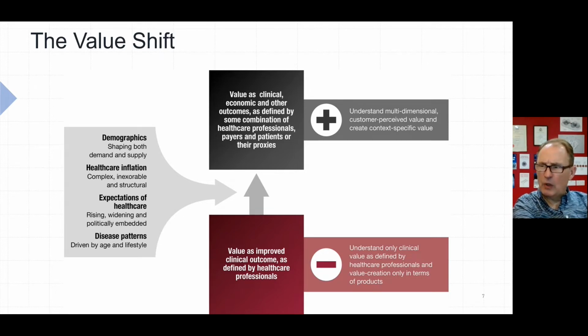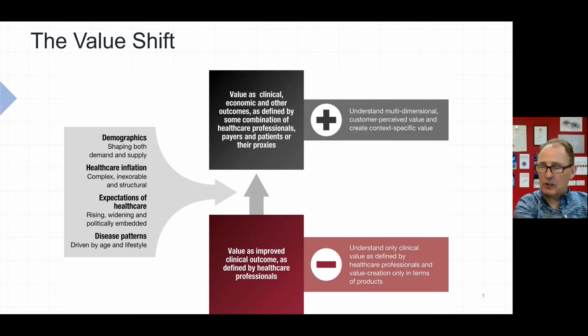What is shifting is the way that value is defined and by whom it is defined. Formerly in the industry I entered some decades ago, the value of a pharmaceutical or a medical technology was defined in terms of its clinical outcome, and that value was defined by healthcare professionals, usually the doctors that prescribe the medicine. But those changes you see on the left have shifted the environment from the red box to the black box. Value today is defined as clinical value, yes, but also economic and other outcomes too.